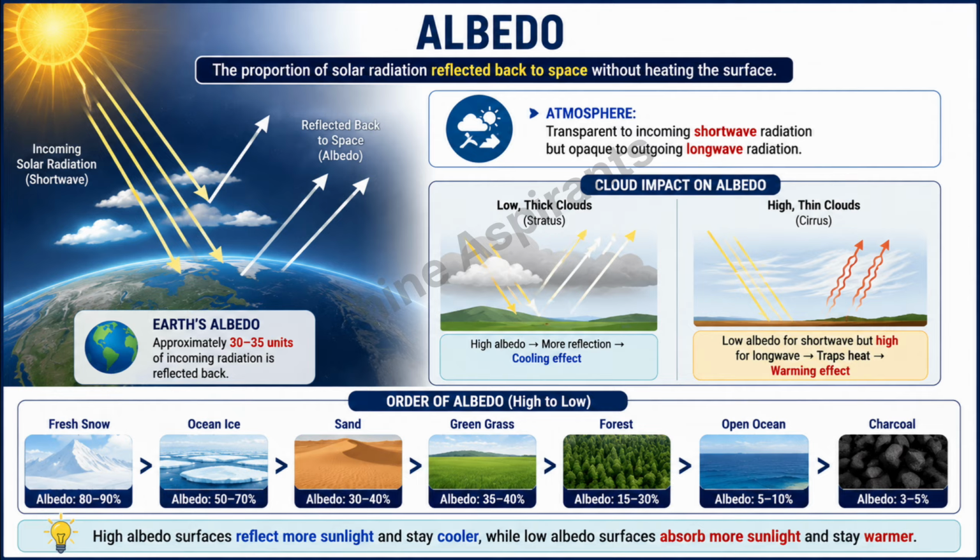Definition: proportion of solar radiation reflected back to space without heating the surface. Key fact: atmosphere is transparent to incoming shortwave radiation but opaque to outgoing longwave radiation. Earth's albedo: approximately 30 to 35 units of incoming radiation is reflected back. Cloud impact. Low, thick clouds, stratus type, have high albedo, cooling effect. High, thin clouds, cirrus type, transmit incoming radiation but trap outgoing infrared heat, warming effect. Order of albedo from highest to lowest: fresh snow, ocean ice, sand, green grass, forest, open ocean, charcoal.